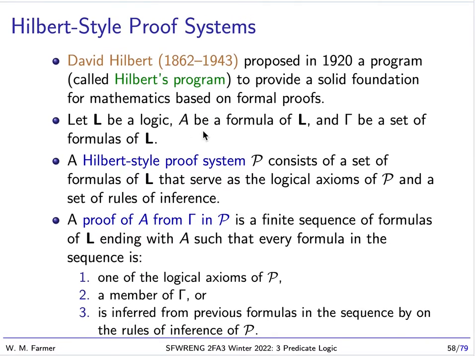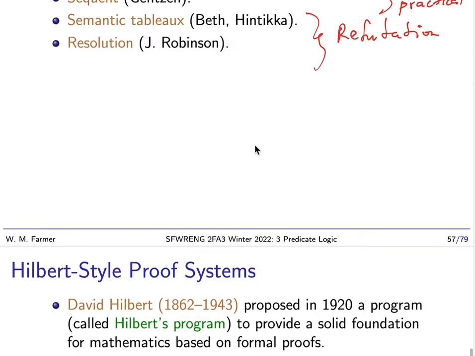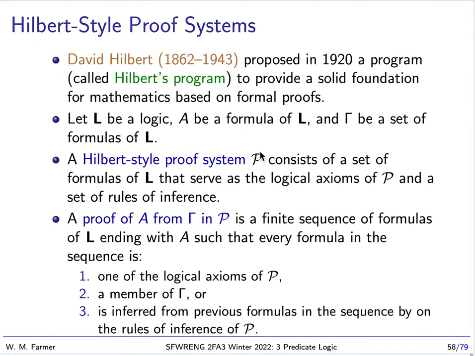These proof systems were proposed, as I mentioned above, by Frege and Hilbert. We now call them Hilbert-style proof systems. I want to mention something about Hilbert. He was born at the end of the 19th century and lived into the 20th century. And he was very concerned about providing a solid foundation for mathematics. And he developed a program which we call today Hilbert's program, which is based on using formal proofs to put mathematics on a solid foundation.